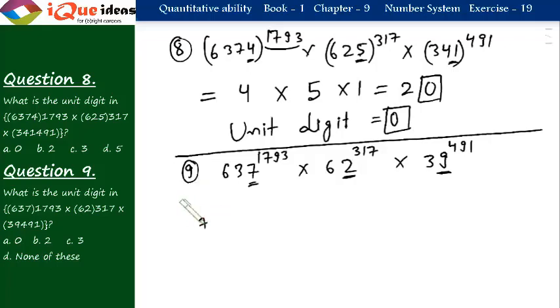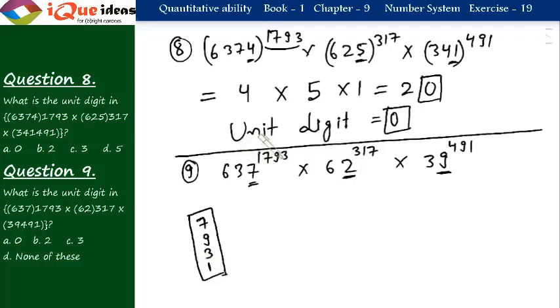Right? That means every fourth power of 7 will have the same unit digits. And the unit digits in the powers of 7 are 7. 7 to the power 1 is 7. 7 square is 49, so 9. 7 cube is 343, so 3. 7 to the power 4 is 2401, so 1. And again 7 to the power 5 would be 7, 9, 3, 1 and so on. It will go on in groups of 4 powers.